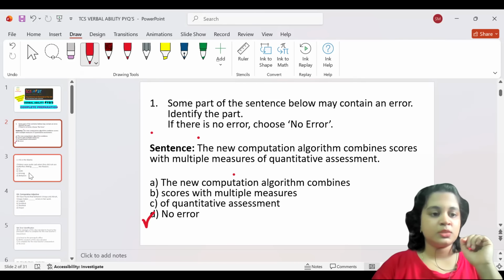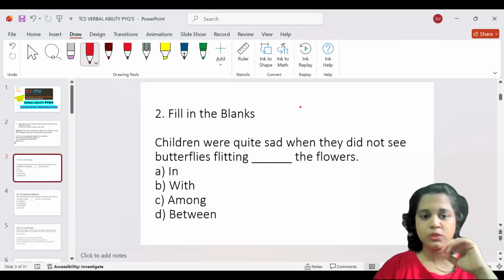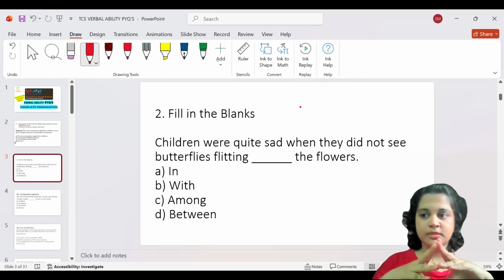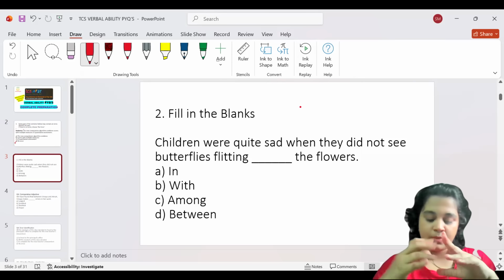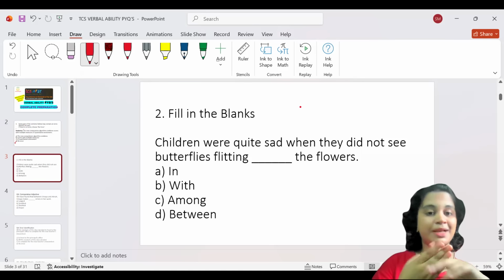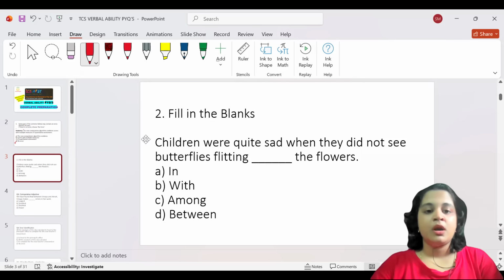Let us go to the next question. This is a fill in the blank from the grammar topics. Speaking of the grammar topics, there can be questions from articles, prepositions, basically the parts of speech, and a lot from question tags, interjections, and a little bit of passage comprehension. You can expect questions from there as well. So let us proceed with this particular question.